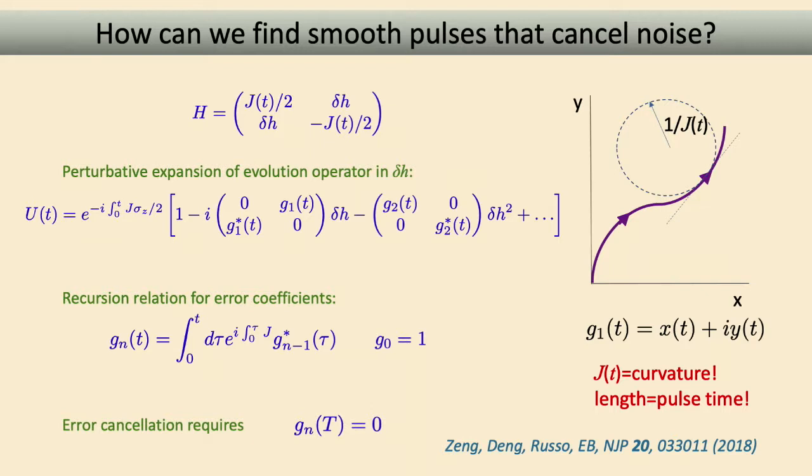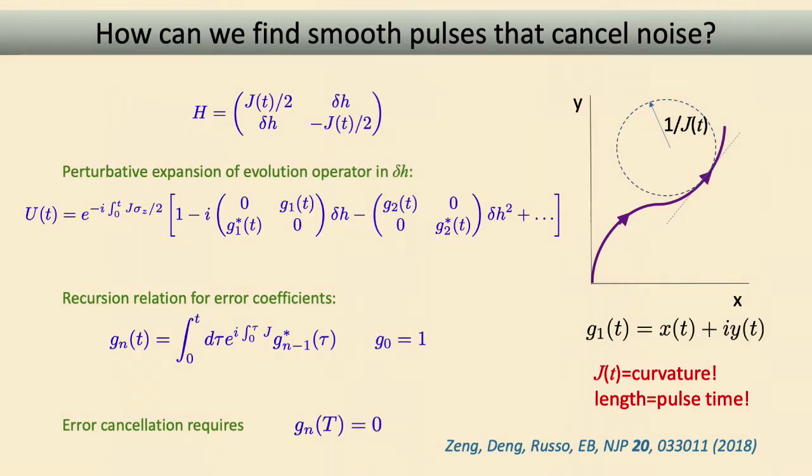And what I noticed is that you can expand the evolution operator perturbatively and try to solve this differential equation for it using perturbation theory. It turns out that the coefficients in this perturbation expansion satisfy a weird recursion relation, where the previous one determines the next one, all the way down.